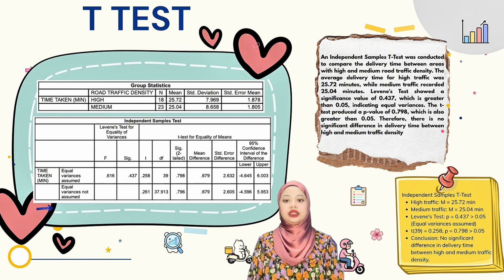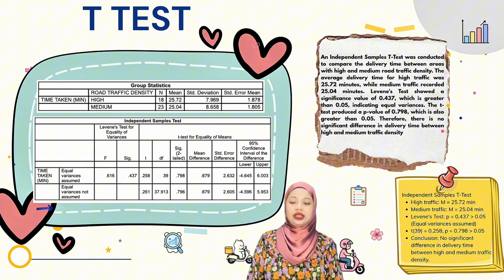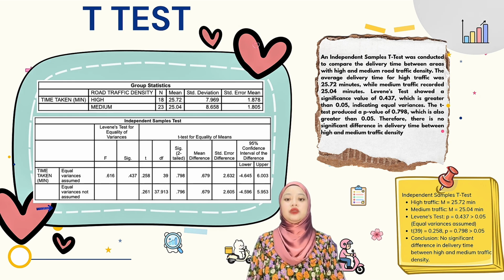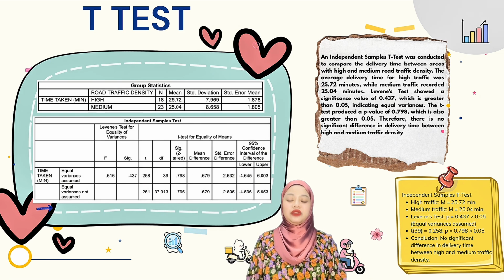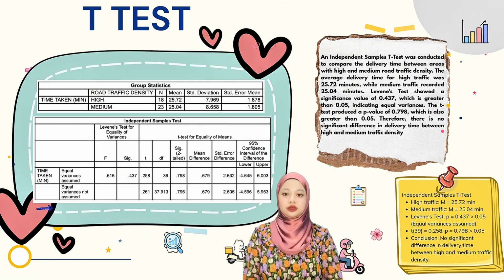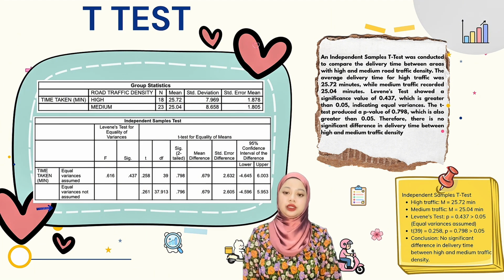0.437, which is greater than 0.05. Therefore, we assume equal variance. The independent sample t-test produced a p-value of 0.798, which is also greater than 0.05. So that's all from me. I will pass this presentation to Siti AQILAH.